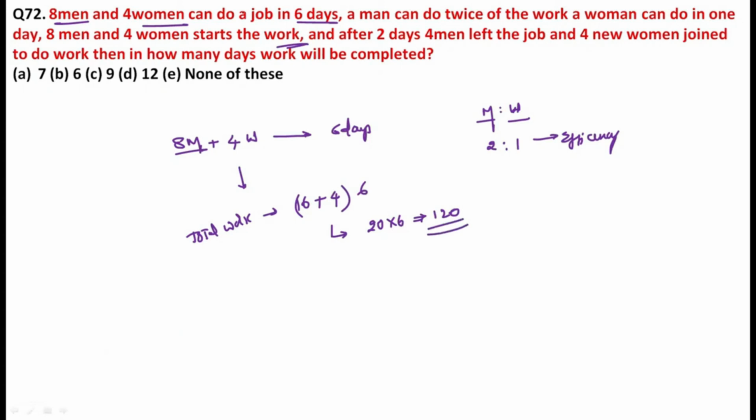Now the information: first of all, initially 8 men and 4 women start the work. So how many units are they performing per day? 8 into 2, 4 into 1. So per day they do 20 units. After 2 days, they are done with 40 units. Then 4 men left the job, guys.